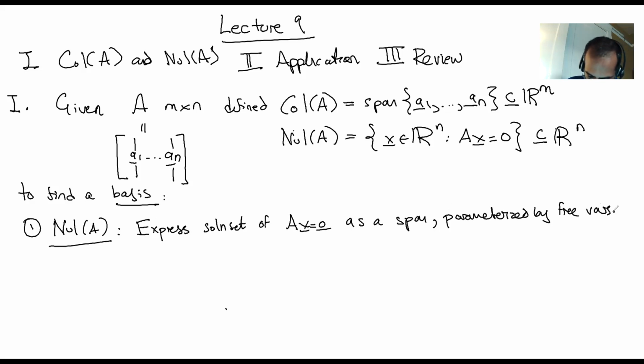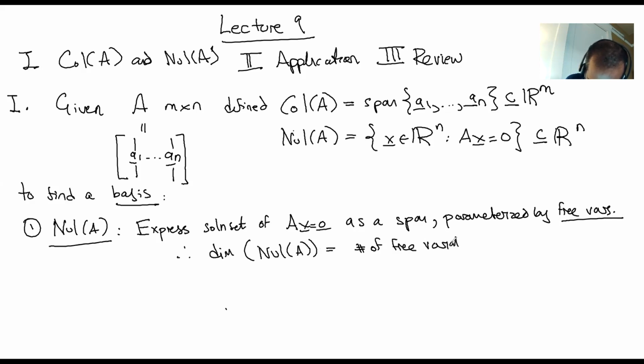One consequence of this algorithm is that it tells you how many vectors there are in the basis, because the vectors in the basis correspond to the free variables. So the dimension of the null space of a matrix is equal to the number of free variables. This is a fact we observed last time.